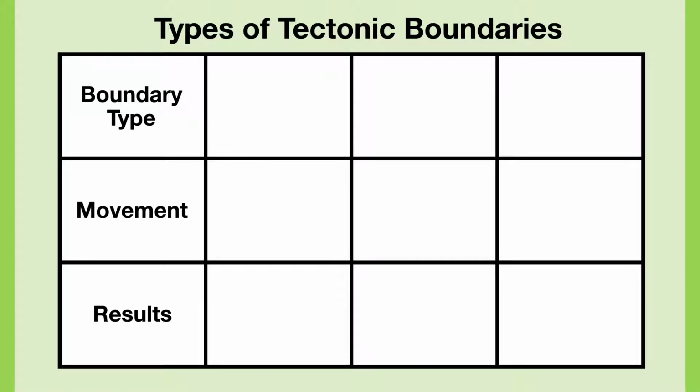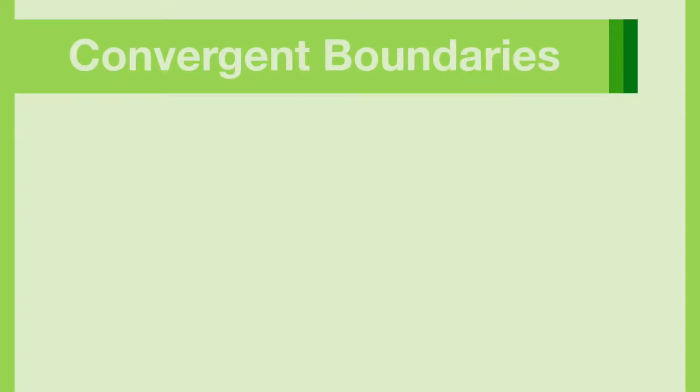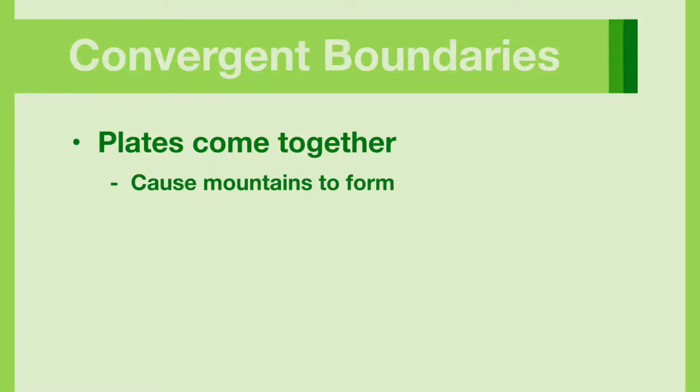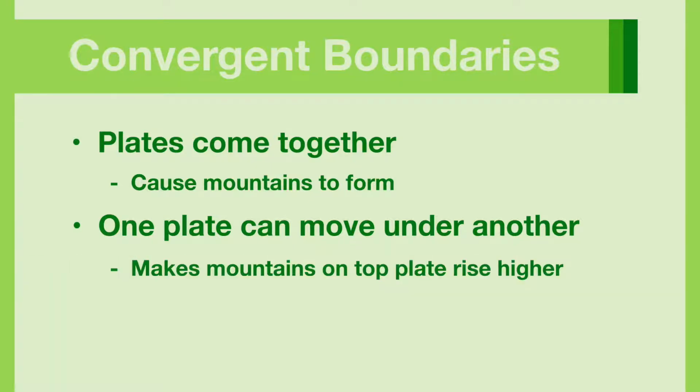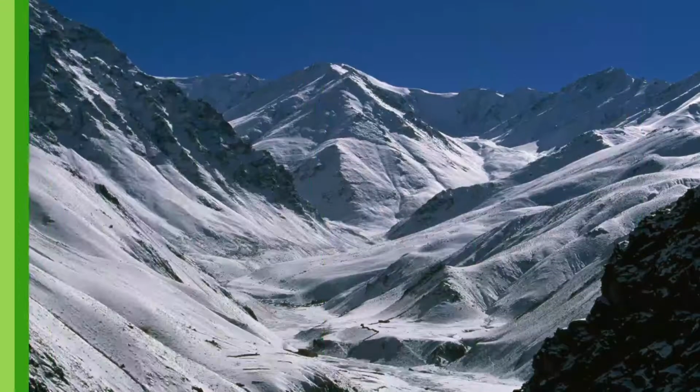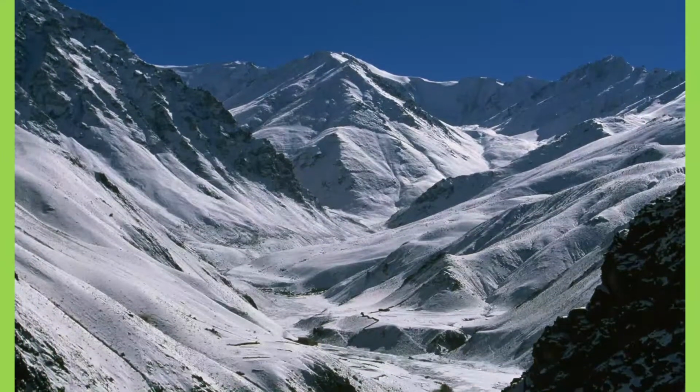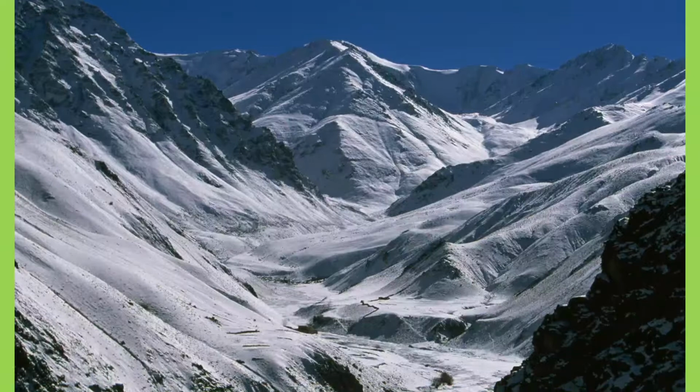Okay, as I mentioned, there are 3 main boundary types. The first kind are called convergent boundaries. There, plates come together. This pushing together can cause mountains to form. One plate can also move under another at a convergent boundary. That makes the mountains on the top plate rise even higher. In fact, the highest mountains on Earth, the Himalayas, shown here in the photo, are the result of a convergent boundary.